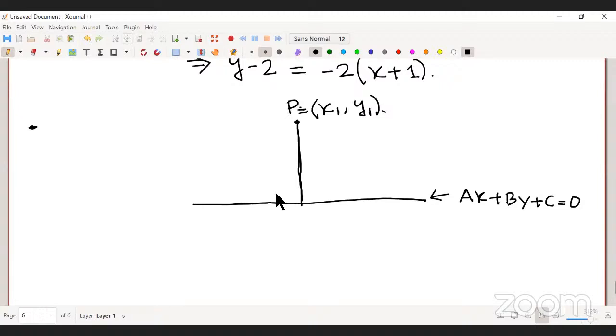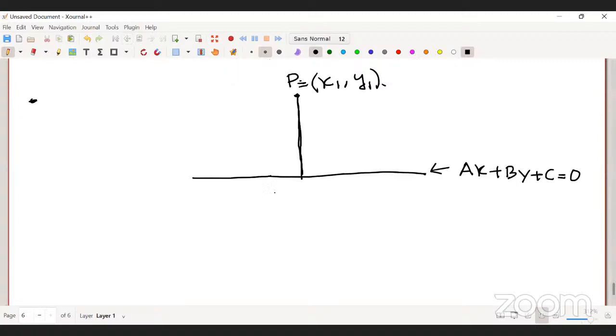Can one of you tell me the formula for the distance? Yes, sir. D is equal to mod of ax1 plus by1 plus c divided by under root a square plus b square.